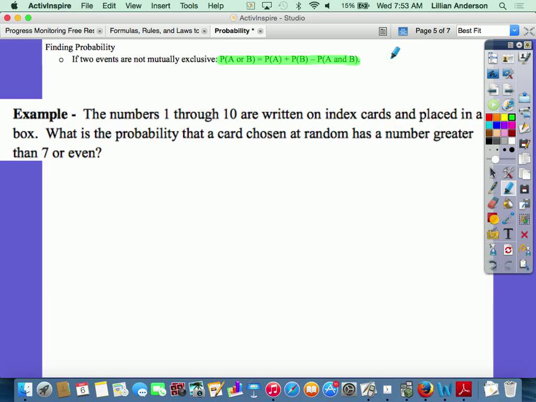It says numbers 1 through 10 are written on index cards and placed in the box, 1 through 10.